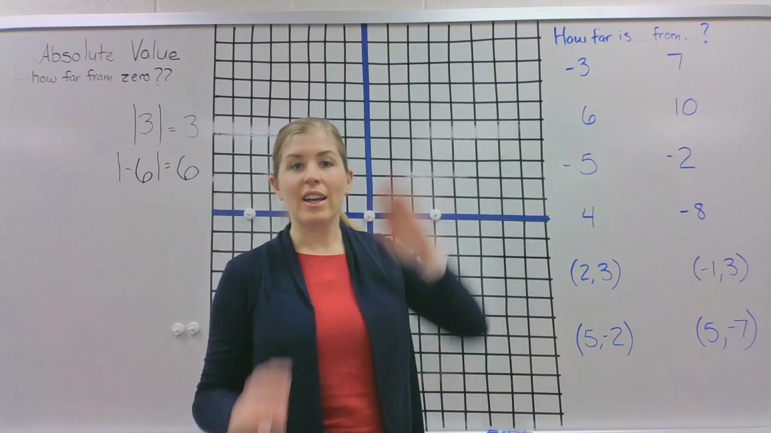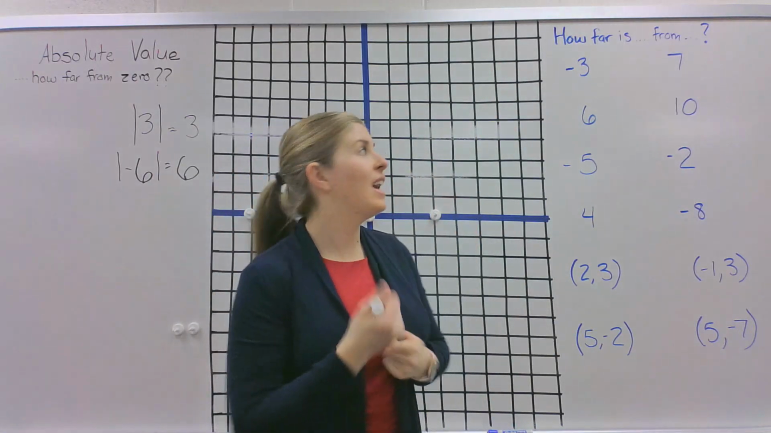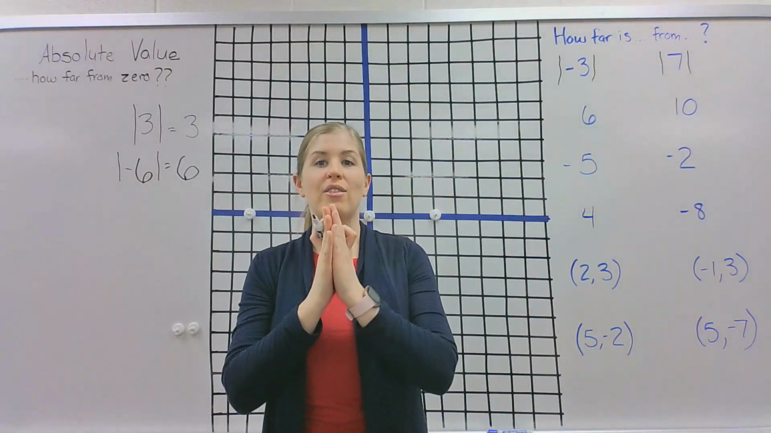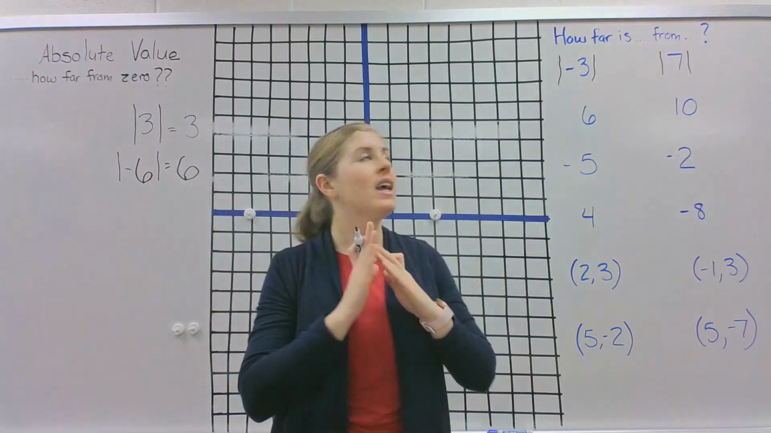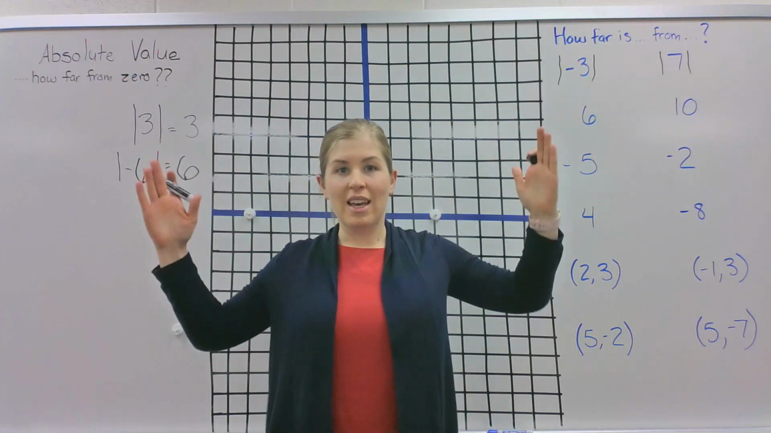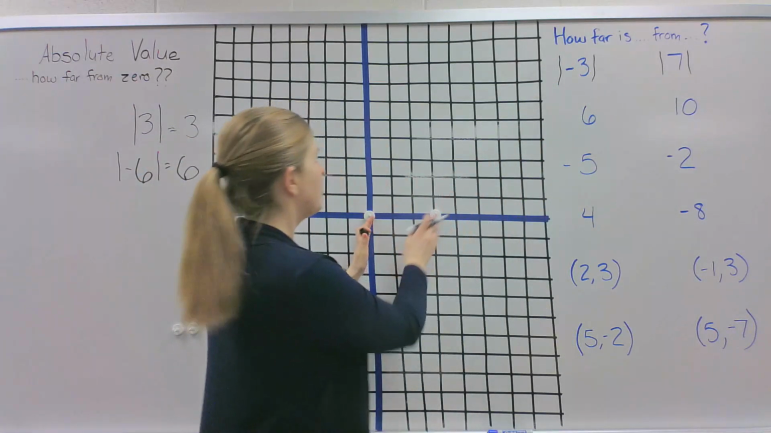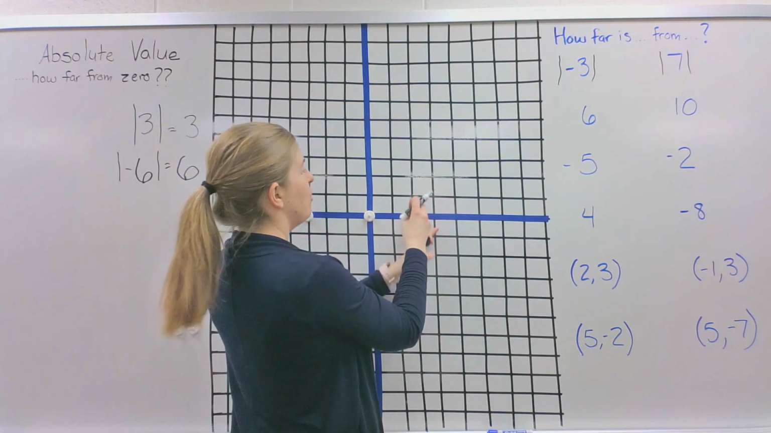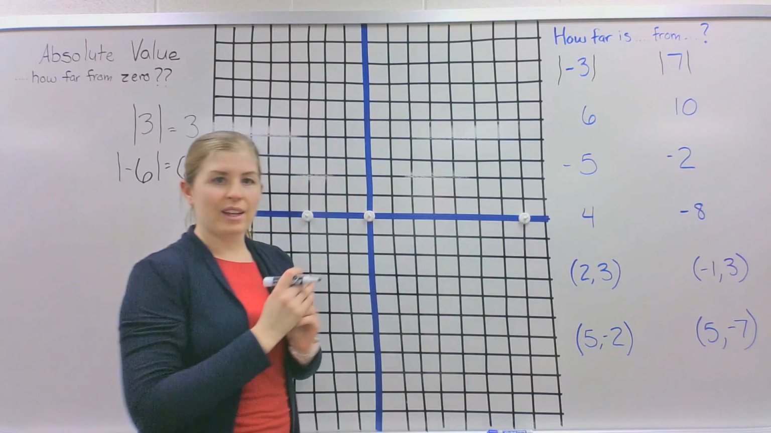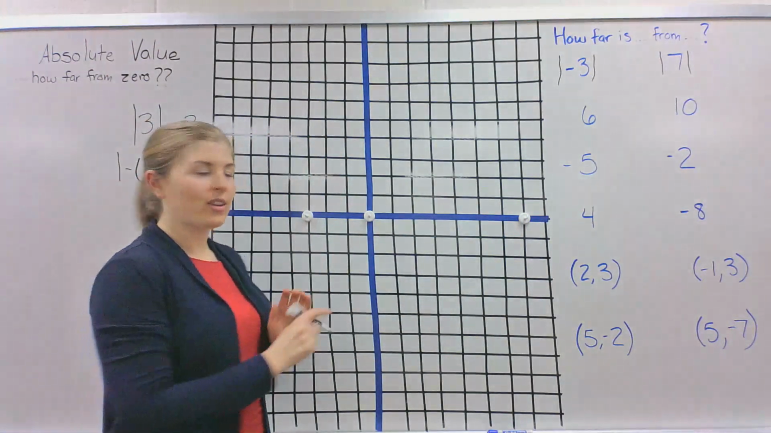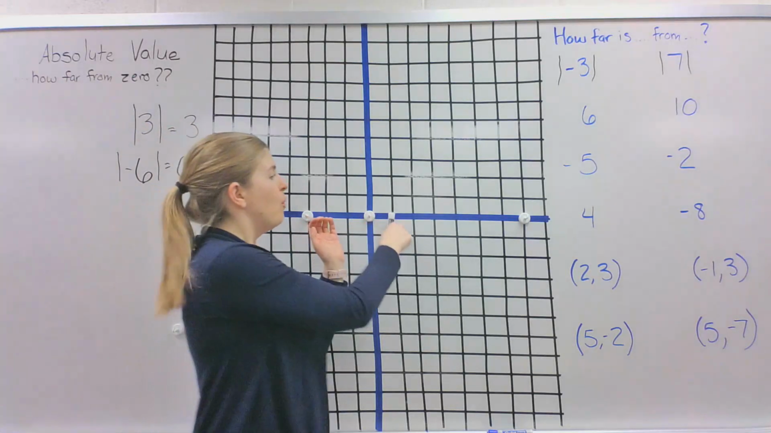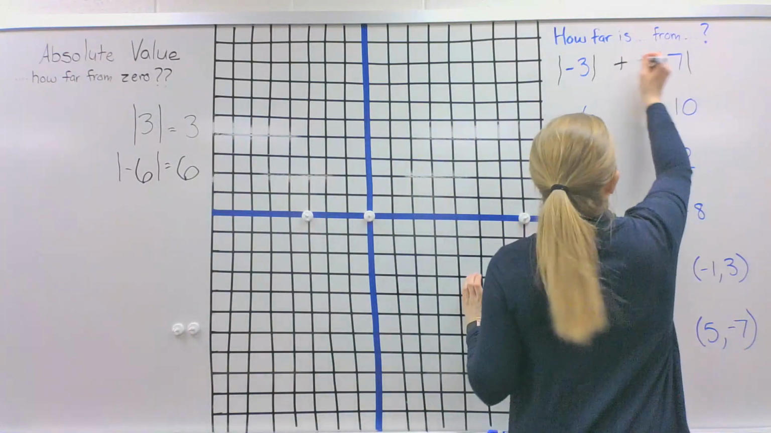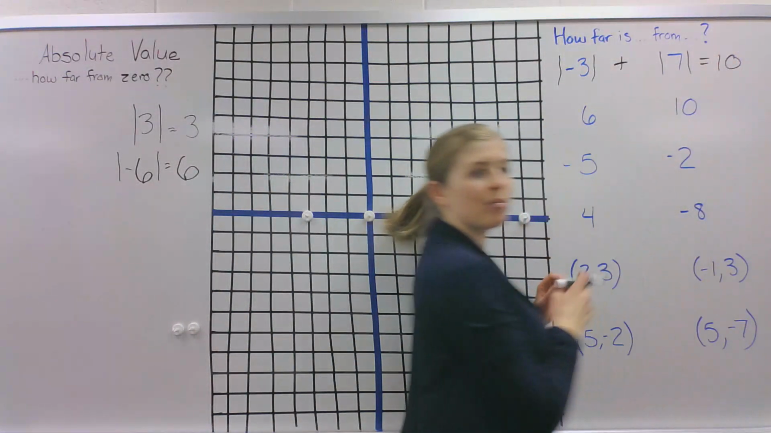If we're comparing numbers, maybe we want to find how far negative 3 is from 7, or the distance between these numbers on a number line. How far are negative 3 and positive 7 from one another? Negative 3 would be right here, 1, 2, 3. Positive 7 would be 1, 2, 3, 4, 5, 6, 7, right there. How far are they from each other? 1, 2, 3. 1, 2, 3, 4, 5, 6, 7. We can add those distances together and find that they are 10 spaces apart.